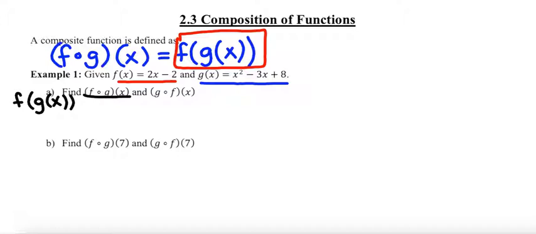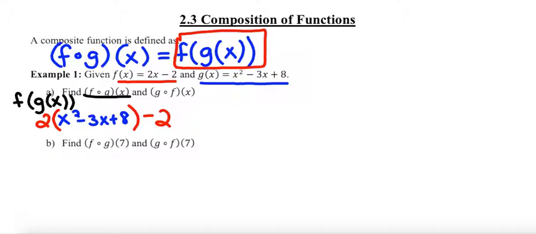So we're going to start with the f function. I see that it has a 2. Then I see it has an x. Well, instead of x, I'm going to put in the g function. So x squared minus 3x plus 8. Then I'm going back to f and I see minus 2. So I put g into f, and now we're simplifying.